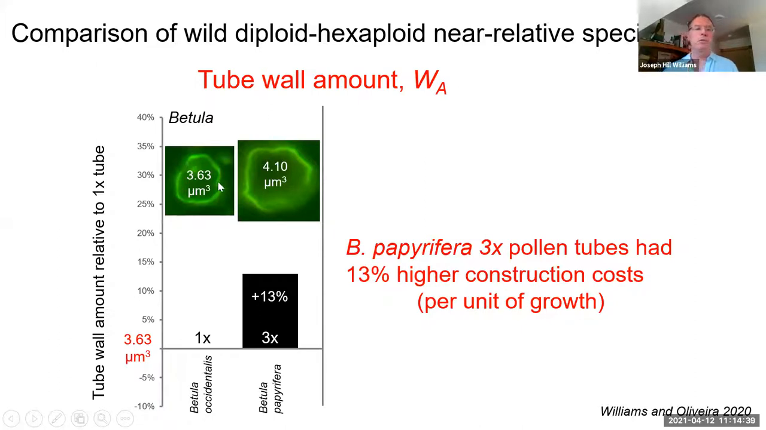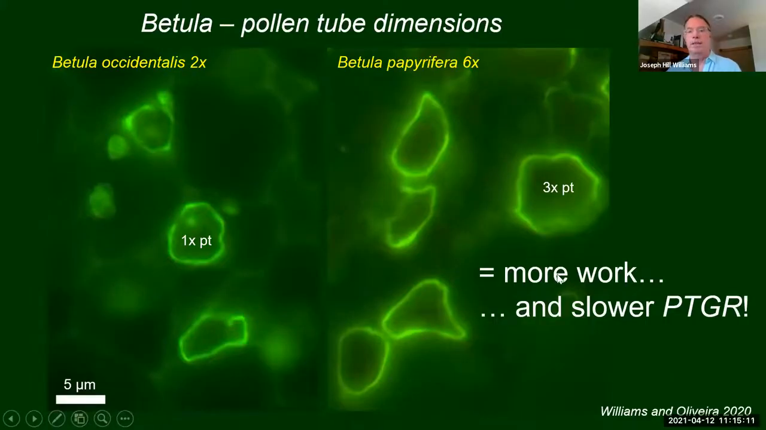So here again are the actual numbers. The width of the triploid tube was larger and the thickness of the wall was about the same, not much different. But the total amount of wall material per one unit of growth was 13% larger in the triploid pollen tube than in the diploid pollen tube. So that means that Betula papyrifera had 13% higher construction costs per unit of growth, which means more work. And if all else is equal, that's going to result in slower pollen tube growth rate, unless you can do something to speed up your metabolic rates. But for now, let's just say more work is required.